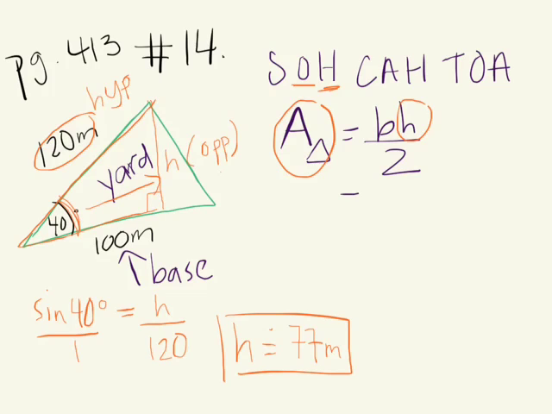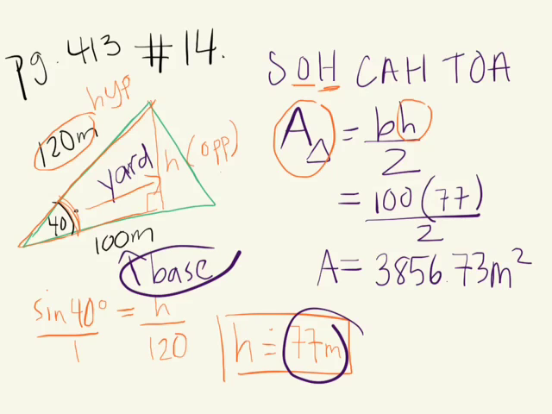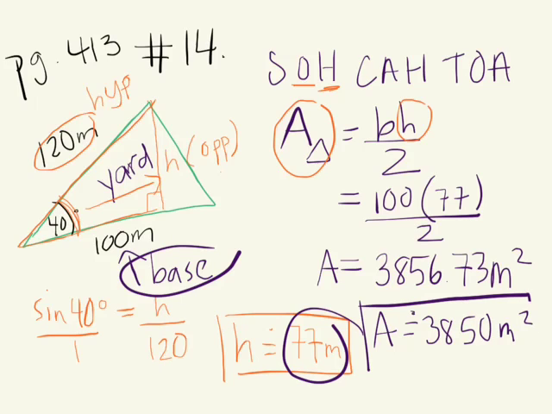Area is equal to the base. The base is 100, and we now found the height is 77, divided by 2. What's the area of this triangular area? Area is equal to 3,856.73 meters squared. Okay, if we use 77, the area ends up being 3,850 meters squared. That's the approximate area.